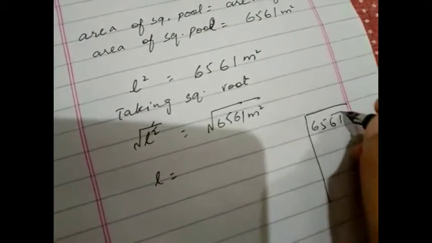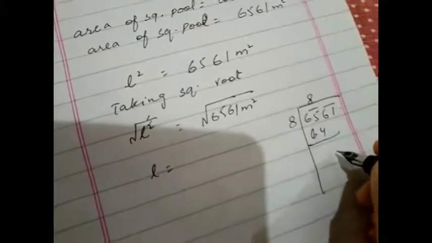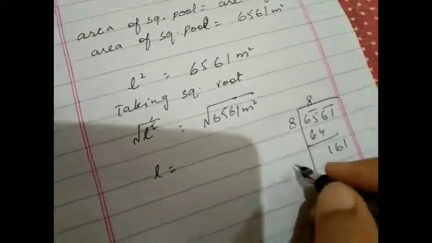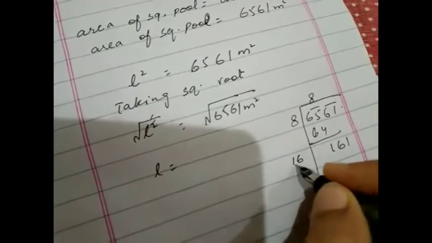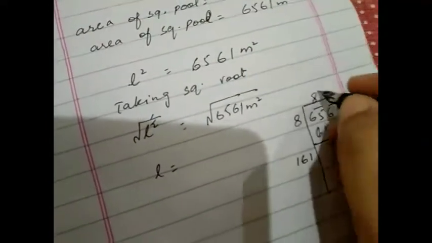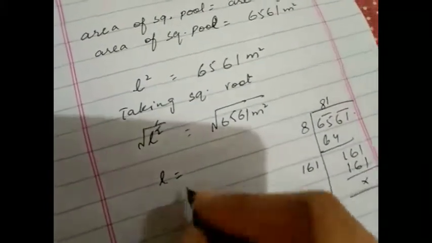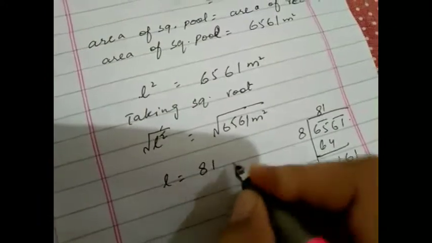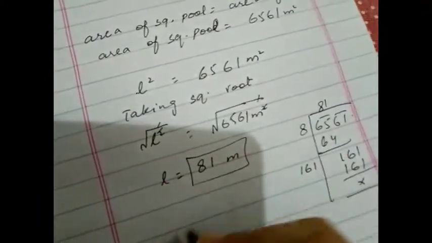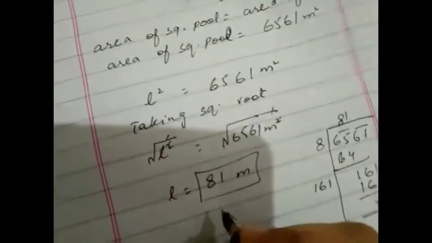6561: 8 8s are 64. Subtracting, the value is 1, and I will use the next pair. Adding these numbers to the next divisor, it is 16. I will use 1, so 161 times 1 is 161. The length of one side is 81, and the meter square is cut. So L, it means the length of the square-shaped pool, is 81 meters.